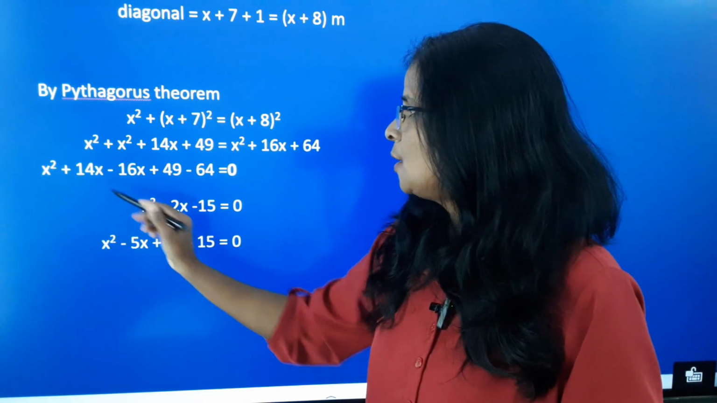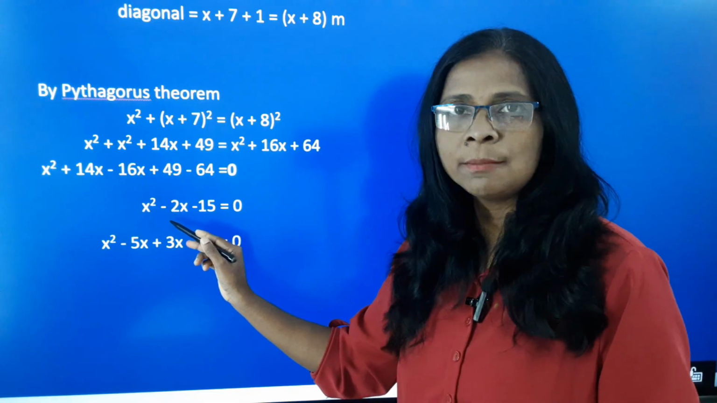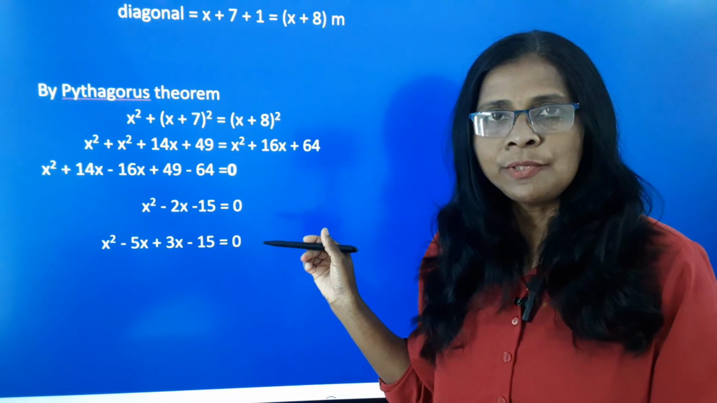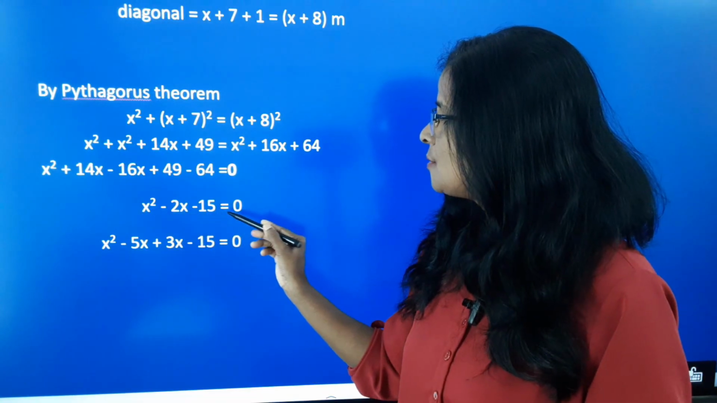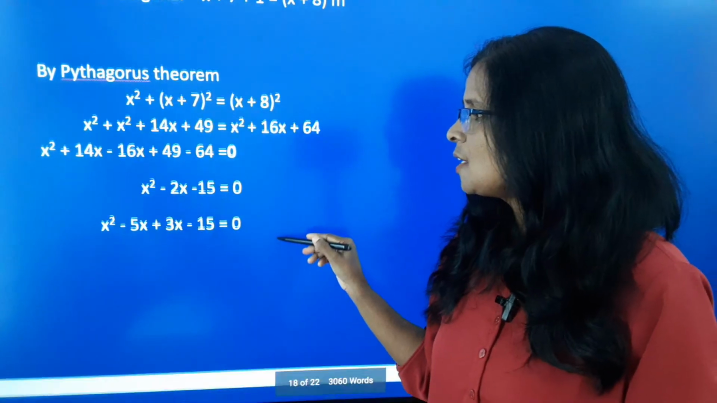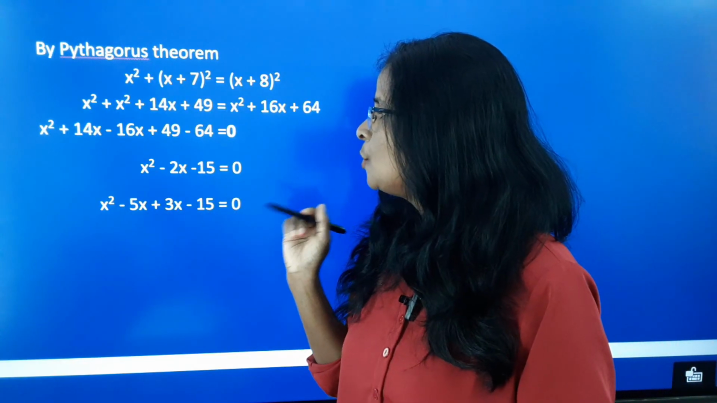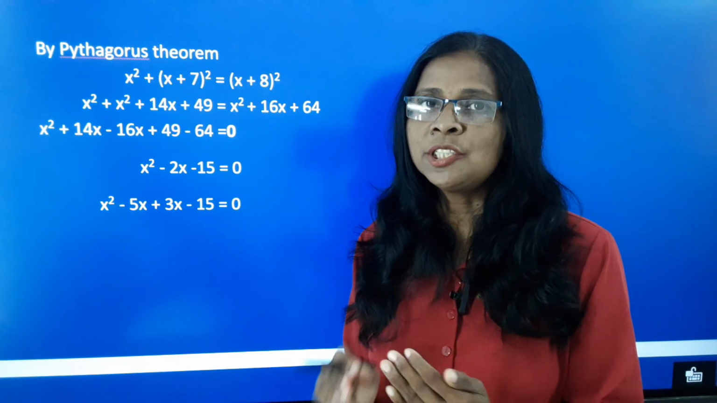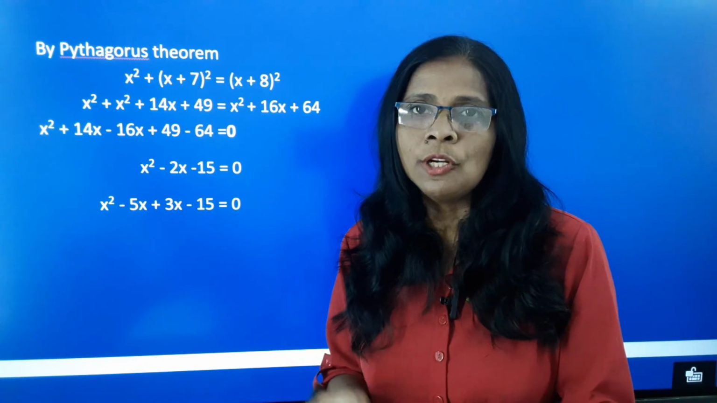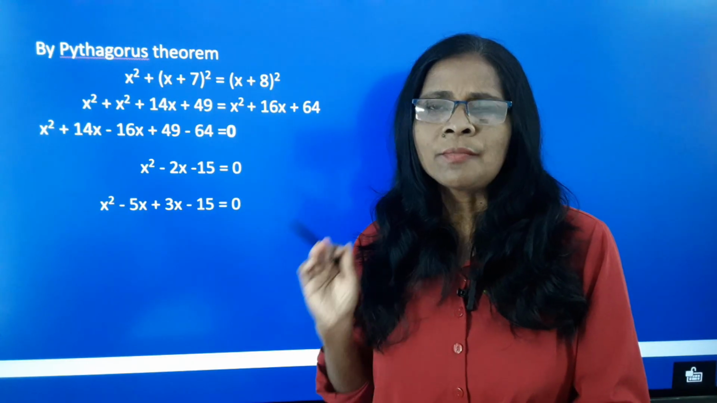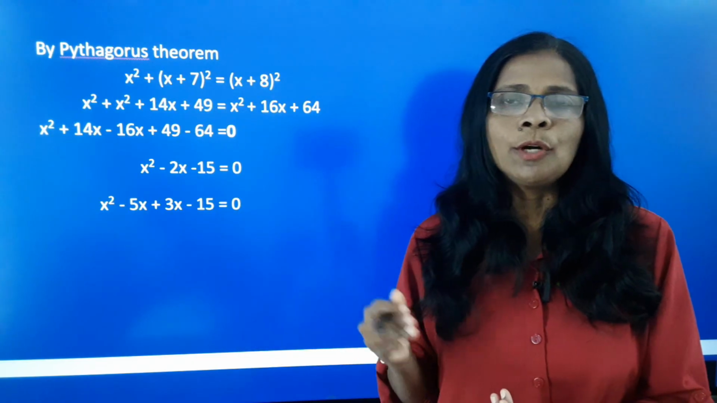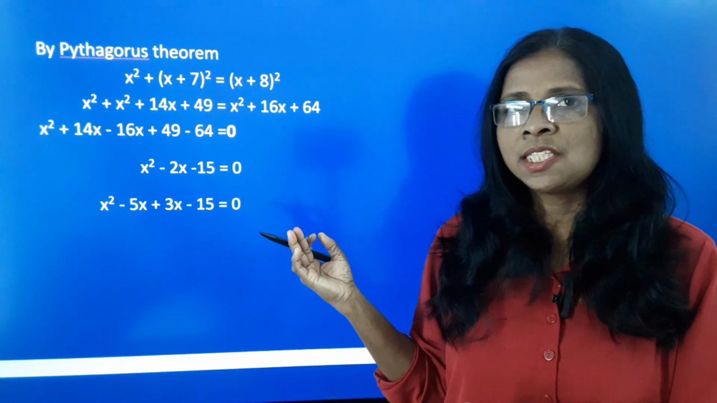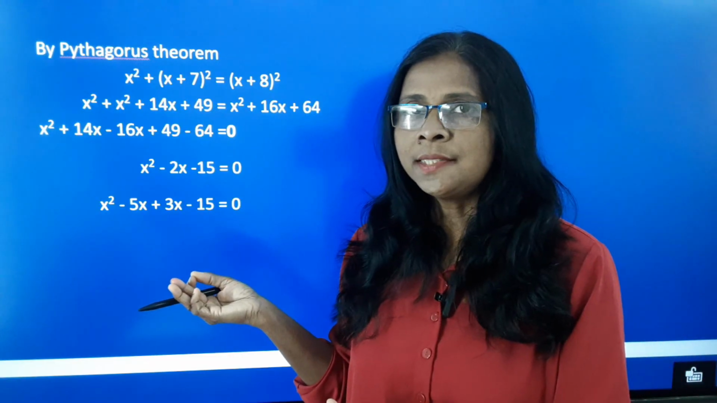So here x square, and 14x minus 16x means minus 2x, students, and plus 49 minus 64 will be minus 15. So x square minus 2x minus 15 is equal to 0. Now we have to factorize. This is the quadratic equation in the general form. So we have to solve this quadratic equation with the help of any method of the quadratic equation. Here we solve it by the factorization method.